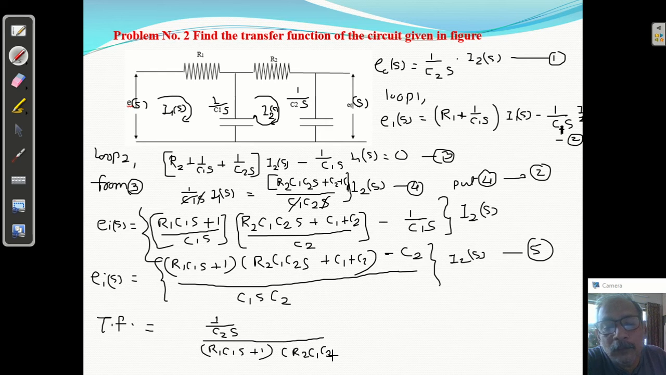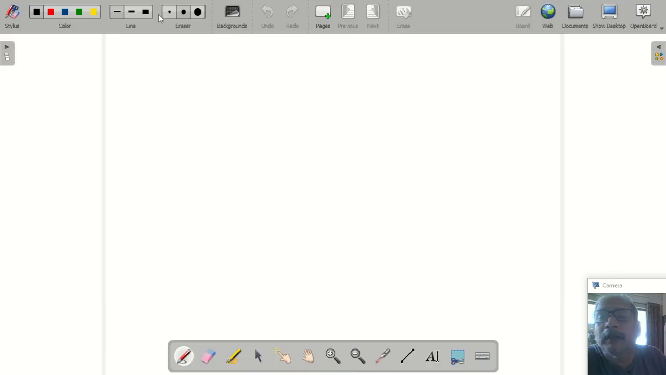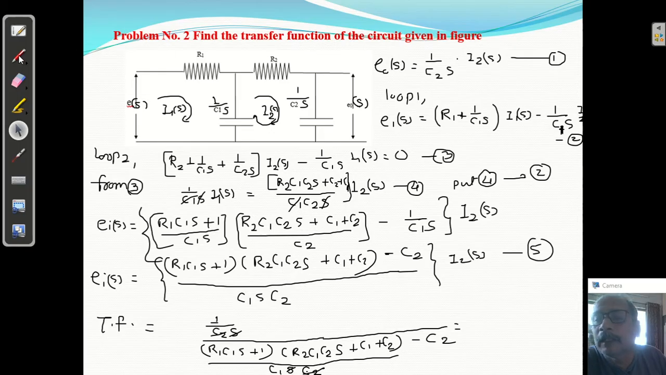R2 C1 C2S plus C1 plus C2. Okay, minus C2 upon what? C1S into C2. So you can say C2 will be cancelled, S will be cancelled. So you will get, that is the answer you will get. I'm just using another pen. That is the answer I am getting.